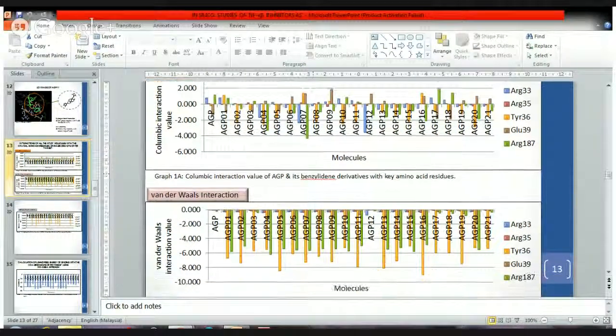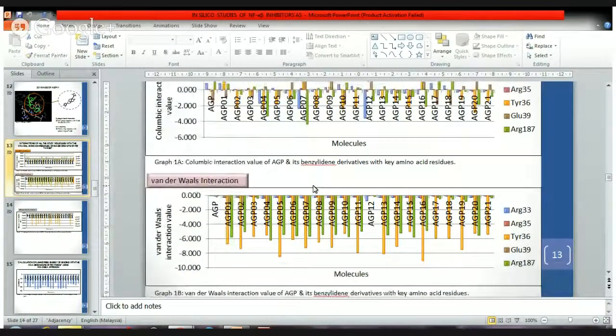Can you please slide down a bit? Here also the pattern is more or less similar, except one compound is not showing any. Yes, except for the AGP, the parent compound, there is almost no interaction with the 5 residues. Probably because in your benzylidene derivatives you have the benzene ring, there is an increase in van der Waals interaction, which could be one of the reasons. Okay, understood.